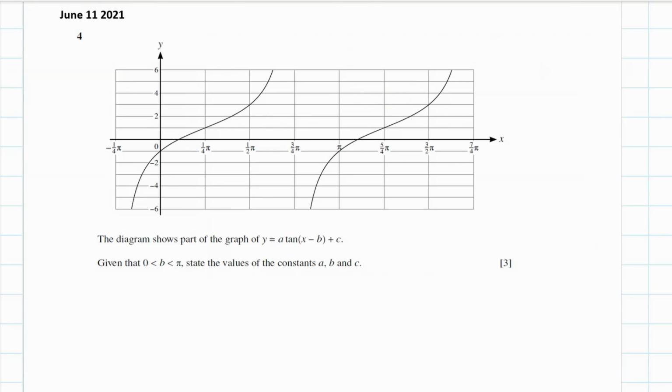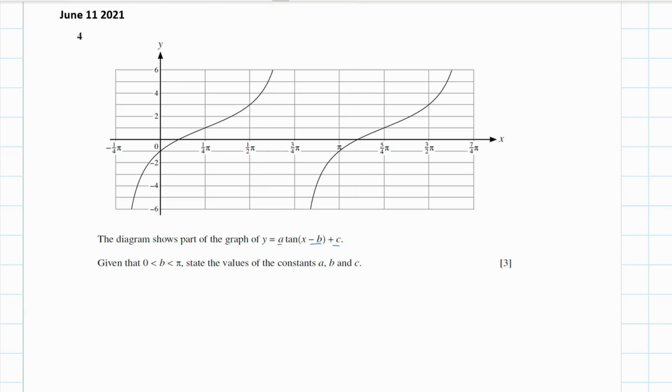I'm looking today at the June series Pure Maths examinations. This is from the June 1 paper. Right, so what have we got here? We've got a tan graph which has been altered, and we have to find out the values of the constants A, B and C.